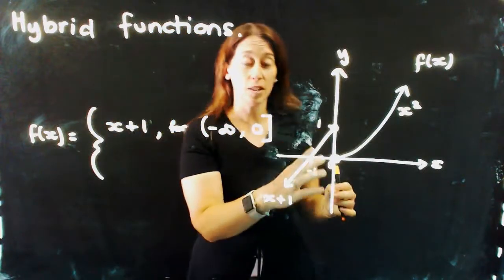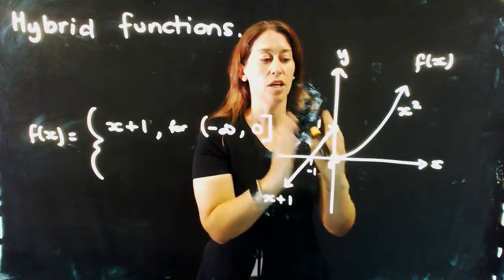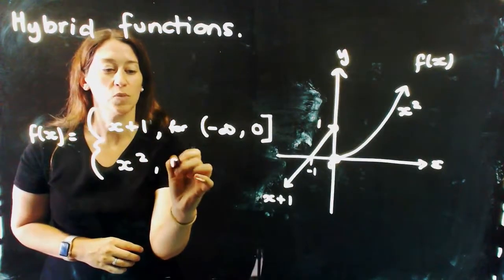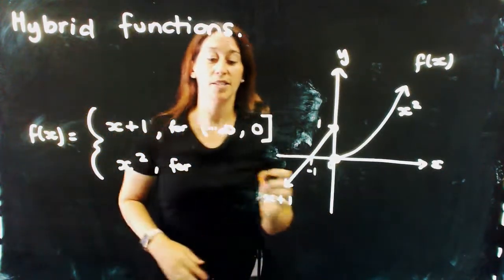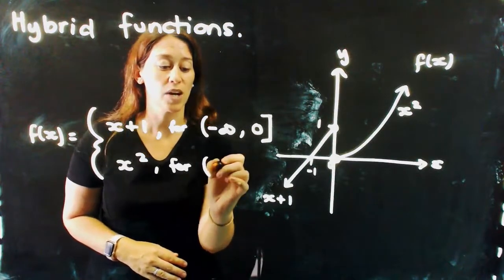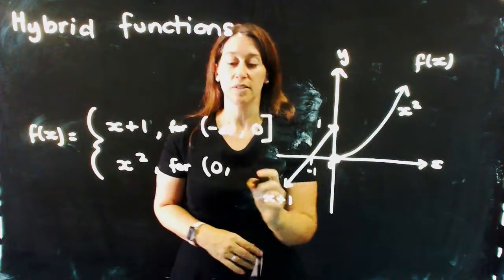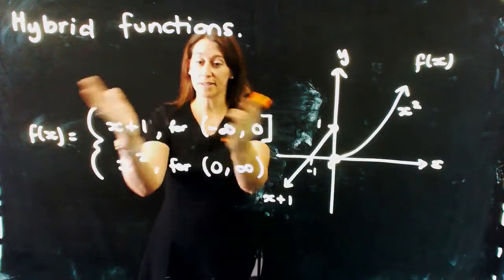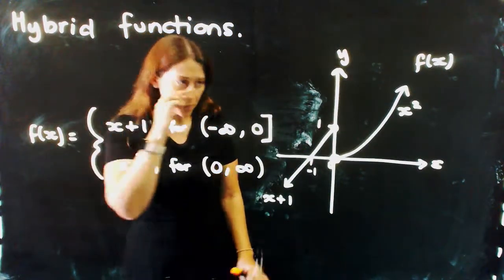Then we move to the next part of the piecewise or hybrid function. It begins at 0, so it's x squared for this rule. And this works for values of x where 0 is not included, so we use a round bracket, all the way up to positive infinity. But of course we always use a round bracket for that one. And this is what we call a hybrid function.